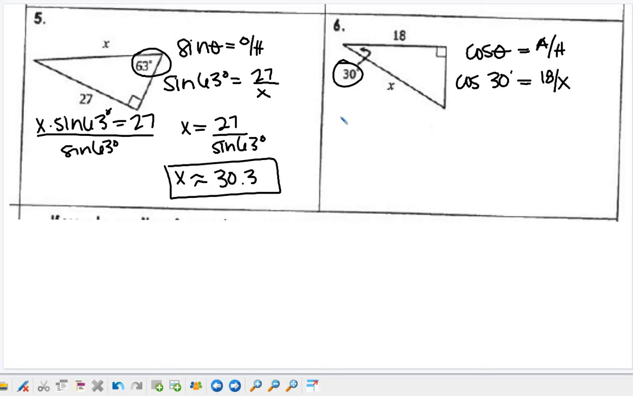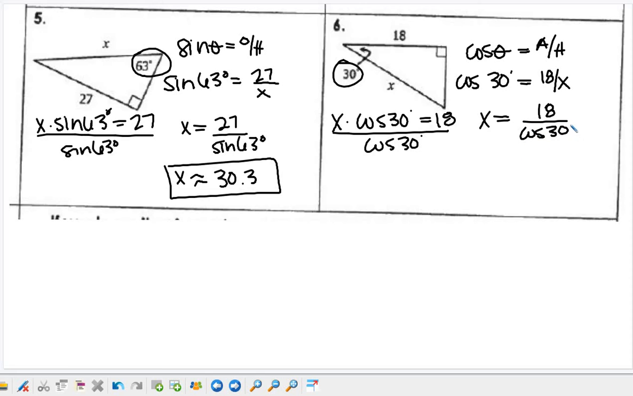Again, two-step. So x times cosine of 30 is equal to 18. So x is equal to 18 over cosine of 30. So x is approximately equal to 20.8.